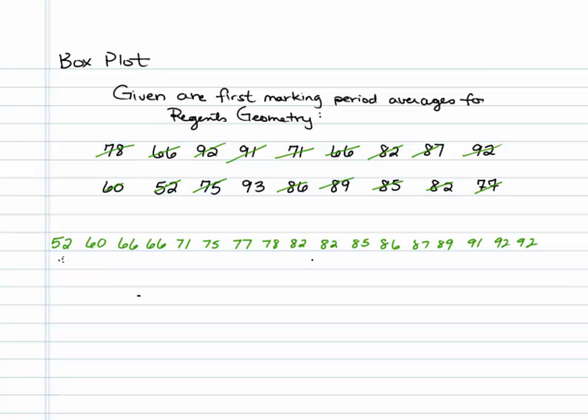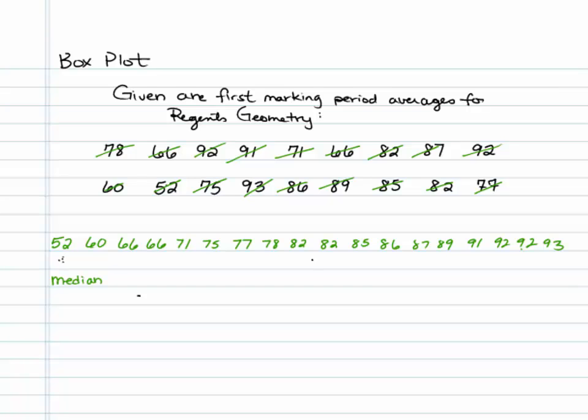And I believe I gave 20 numbers, so let's just double check. 1, 2, 3. Maybe I didn't give 20. Oh, because I forgot. Maybe it was 18. 18 numbers, okay. So to create a box plot, you need to have the median.